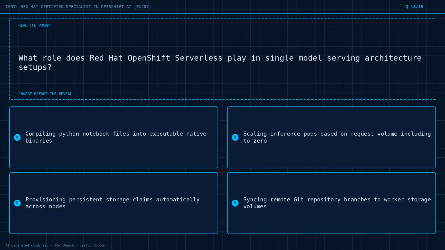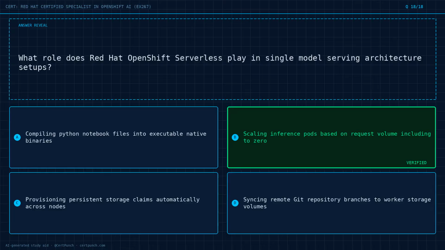Question 18 of 18. What role does Red Hat OpenShift serverless play in single model serving architecture setups? Option A, compiling Python notebook files into executable native binaries. Option B, scaling inference pods based on request volume including to 0. Option C, provisioning persistent storage claims automatically across nodes. Option D, syncing remote Git repository branches to worker storage volumes. Lock in your pick before the reveal.